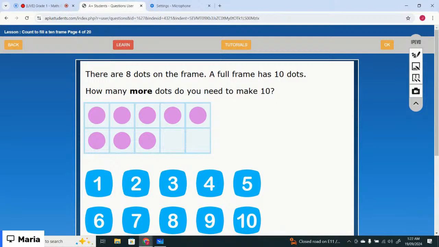There are 8 dots on the frame. A full frame has 10 dots. How many more dots do you need to make 10? So which is the correct option?